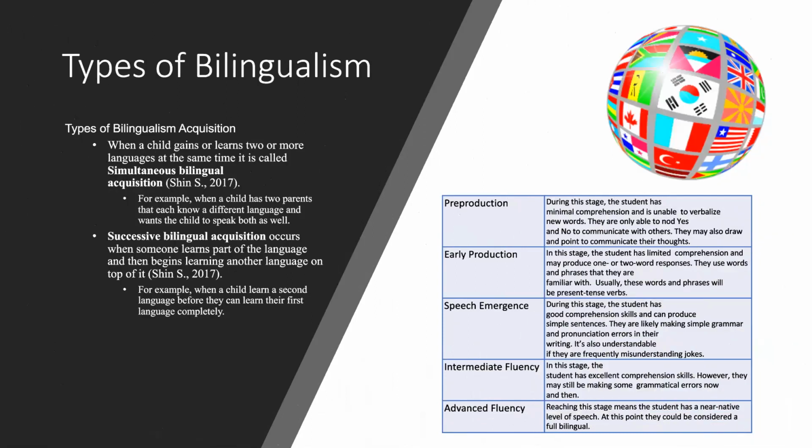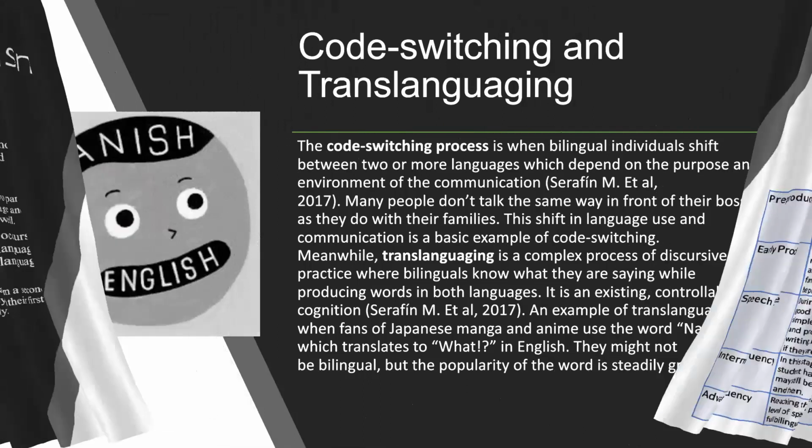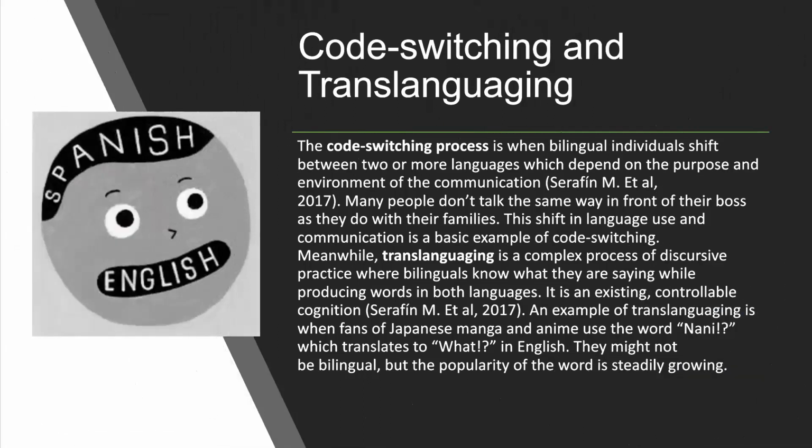There are different types of bilingualism, and to acquire them, you can either be simultaneous bilingual or successive bilingual, where either one learns when they're young, two languages at the same time, or one after the other. Then there's code switching and translanguaging. You'll find many bilingual individuals shifting between one or two languages as they speak, or even combining two different languages together to create new words that somewhat mean the same thing.